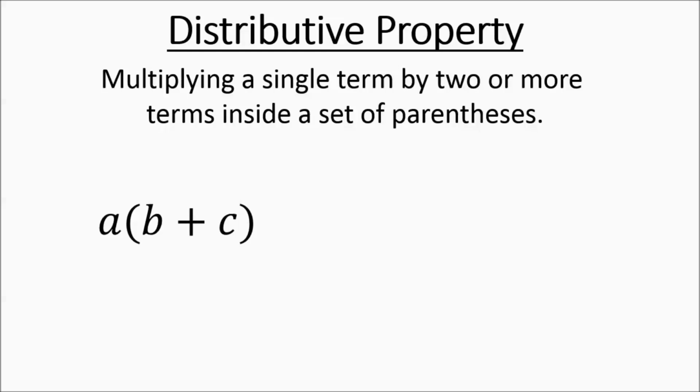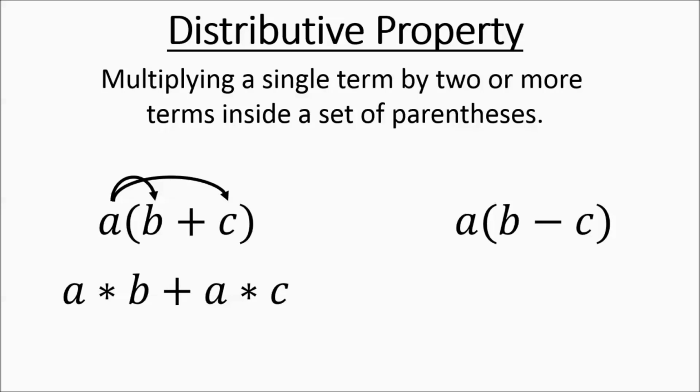So this first example we have is all variables. It's A times the sum of B and C. So what you do is you take that outside term, the A, and you multiply it by B, and you're going to write that as A times B. Then you also have A times C, and there you go. So you have A times B plus A times C.